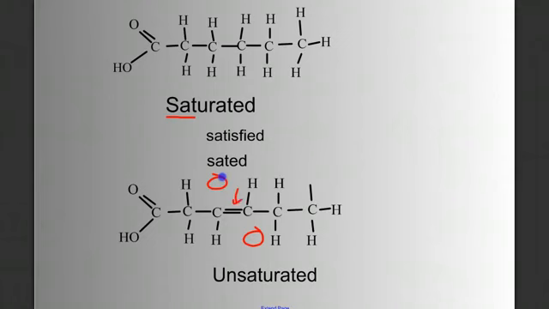makes it so that it can't. So a saturated fatty acid is one that has no double bonds in the main part of the chain, whereas an unsaturated fatty acid will have at least one, therefore it's not full of hydrogens.